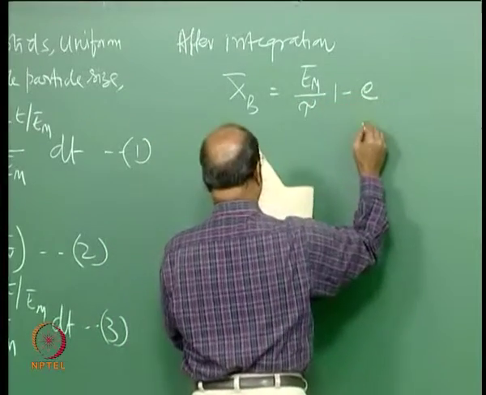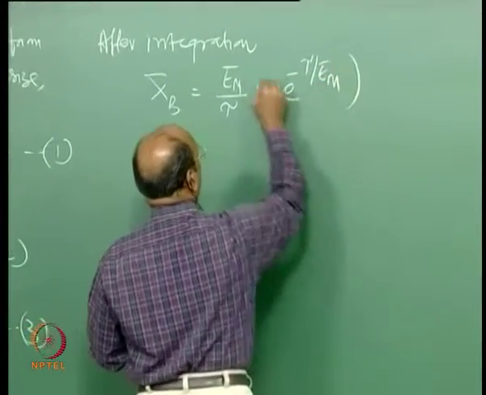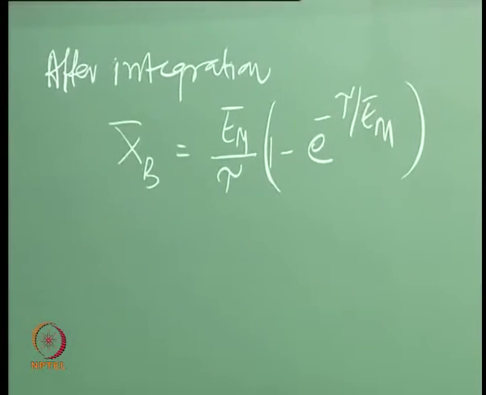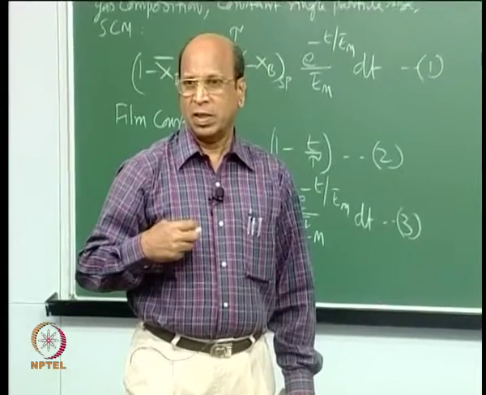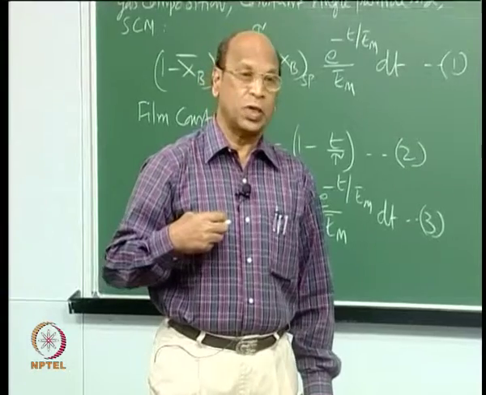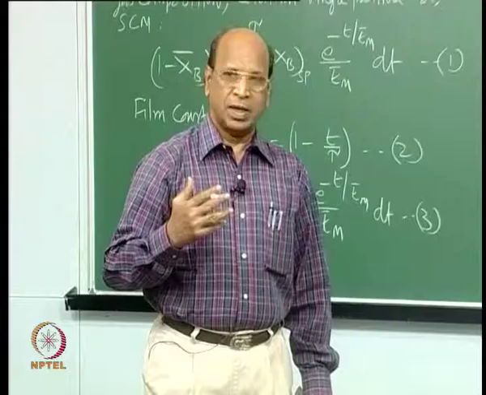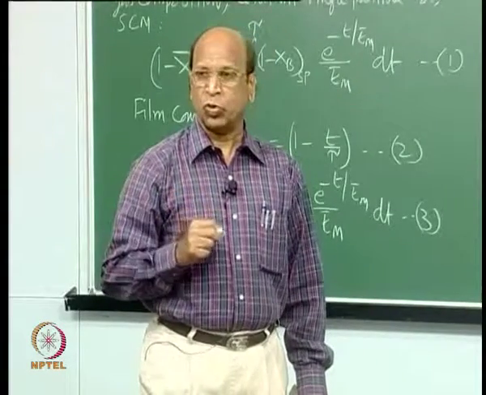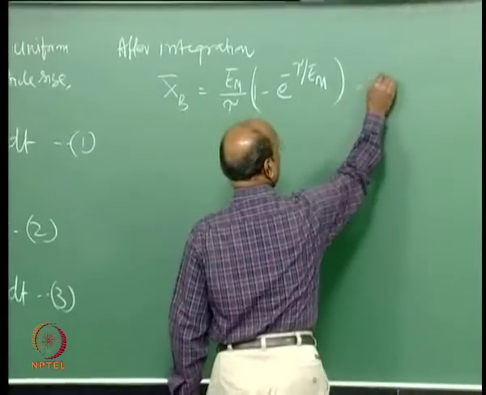one minus e power minus tau by t bar m, where tau is the single particle time required for complete conversion. And t bar m is, you see, this is the beautiful integration of kinetics and contacting. Okay? Contacting comes through t bar m. Okay? And kinetics comes through tau. Okay? Good. So, this is 4.